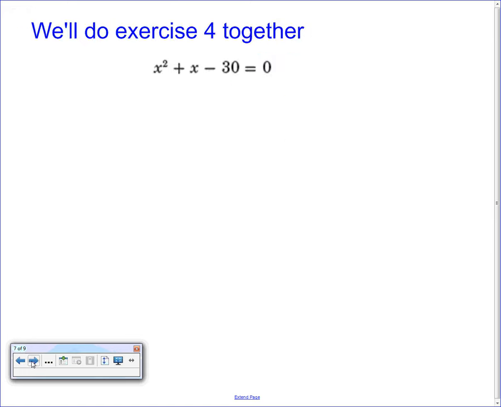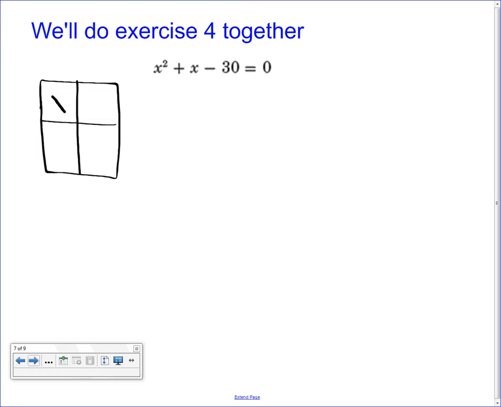Step 1, create a box. Place the first term in row 1, column 1. Place the last term in row 2, column 2. Now, multiply the two terms together, and we've got negative 30x squared. We want to look just at the number right there and think of numbers that multiply to give us negative 30 while they still add to give us the coefficient of that, which is 1.